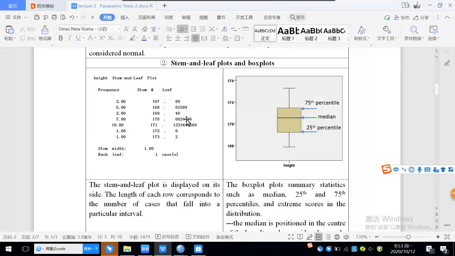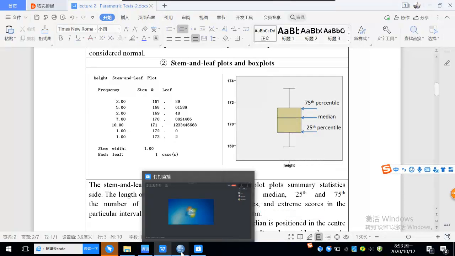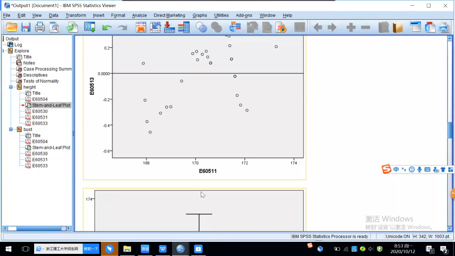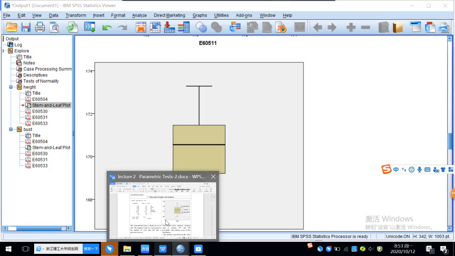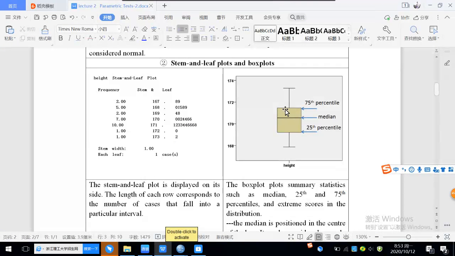Okay, next let's look at the box plots. Let's look at another plot, which is box plots. The box plots is here. Okay, this is the box plot. We can see a box, and the top edge of the box shows the 75th percentile. This line shows the median, and the below part of the box is the 25th percentile.